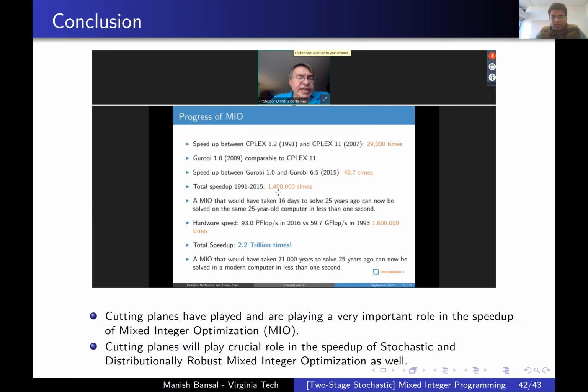You can check there is a significant role played by cutting planes in solving problems using these state-of-the-art solvers, and you can verify that by, whenever you solve a problem, turning the cuts off or on, and you can see the difference. So we know that cutting planes have played and are playing a very important role in the speed up of mixed integer optimization. The conclusion is that cutting planes will play a crucial role in the speed up of stochastic and distributionally robust mixed integer optimization as well.